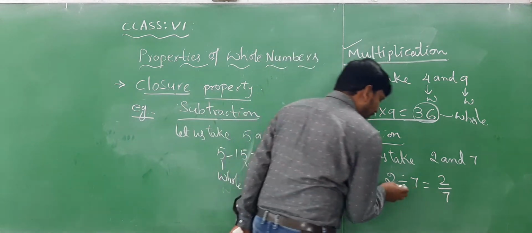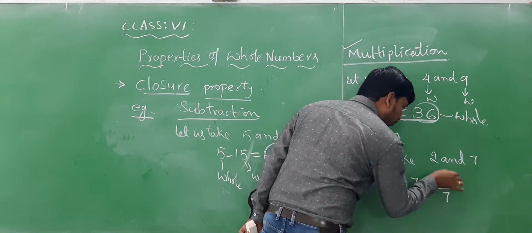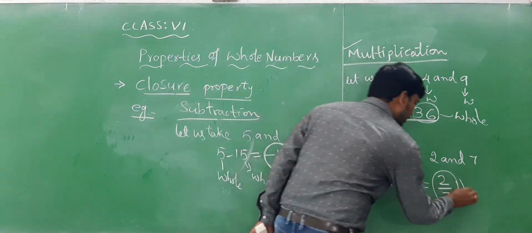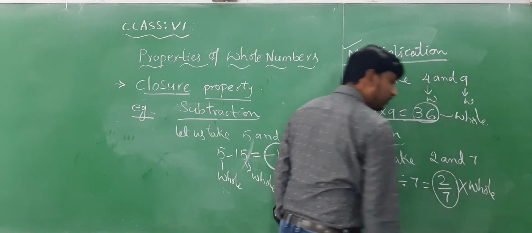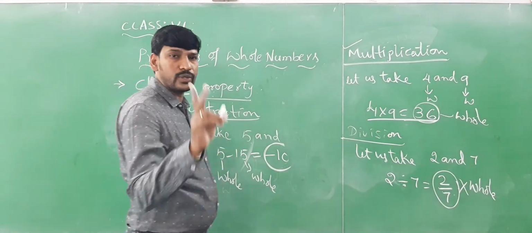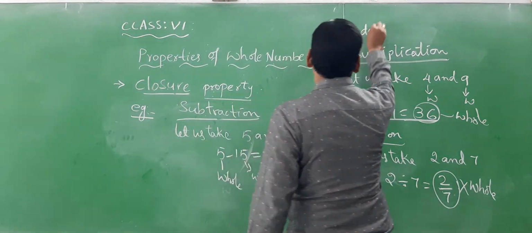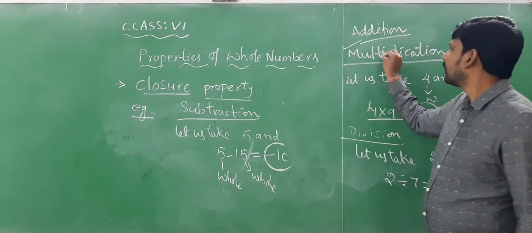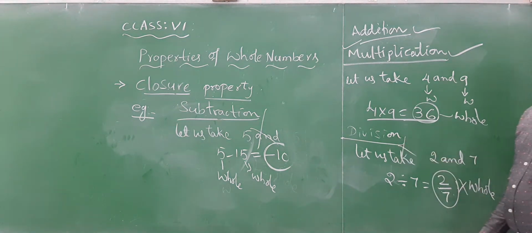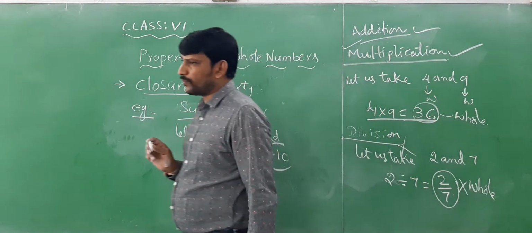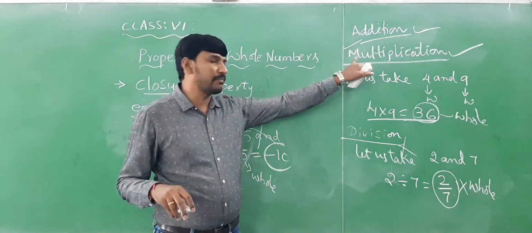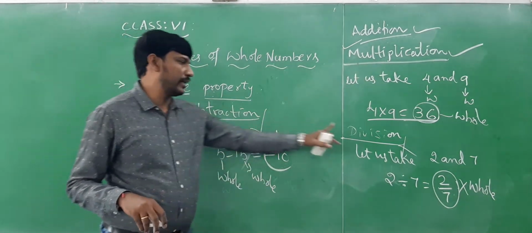If you observe, 2 divided by 7 can be written as 2 by 7. 2 by 7 is a fraction form. It is not a whole number. So here, the closure property will be satisfied under only two operations, that is addition as well as multiplication. Subtraction and division will not satisfy it. So we will give one statement: whole numbers will satisfy the closure property under addition and multiplication, but not subtraction and division.